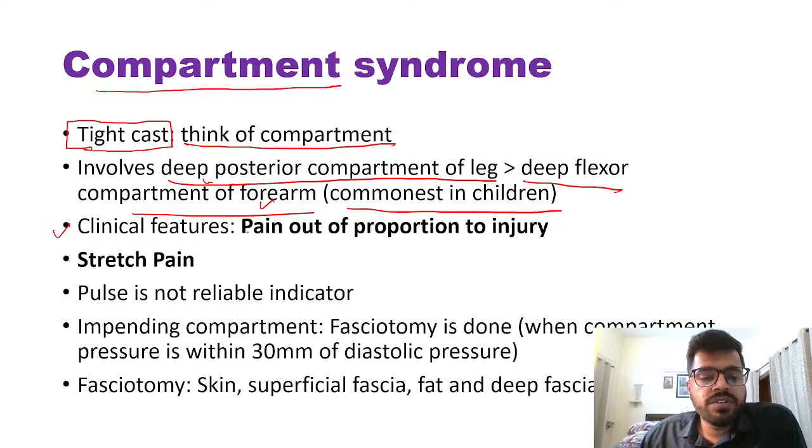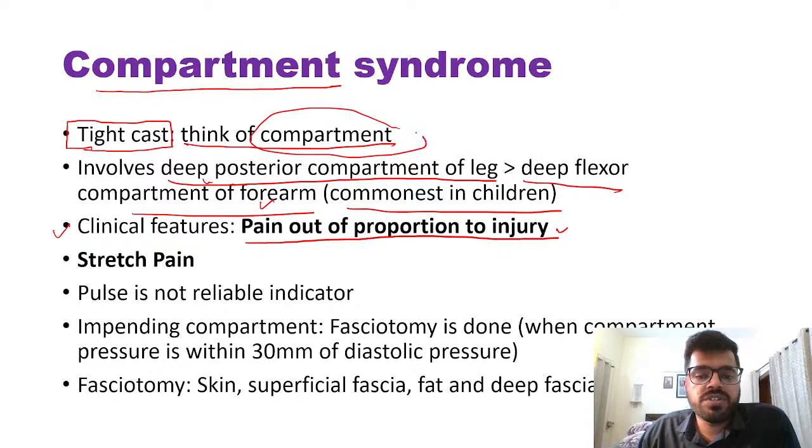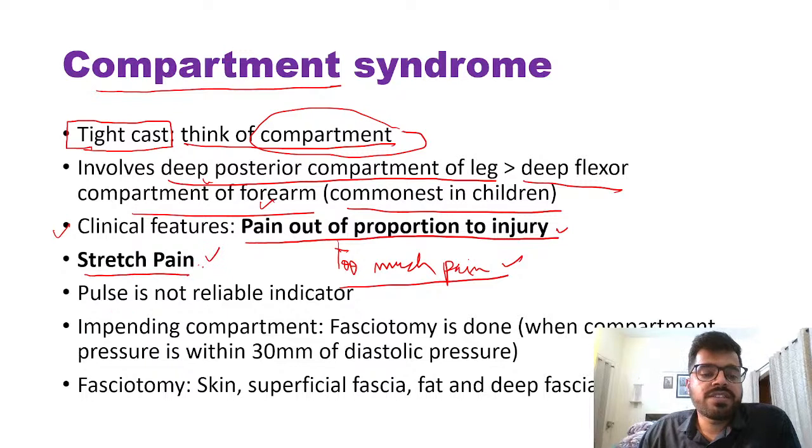And what is the clinical feature? Clinical feature is that pain is out of proportion to the injury. If the patient is having too much pain, then we'll suspect compartment syndrome. Another thing is stretch pain, that is, the patient is having pain on passive stretch. Pulse is not a reliable indicator.